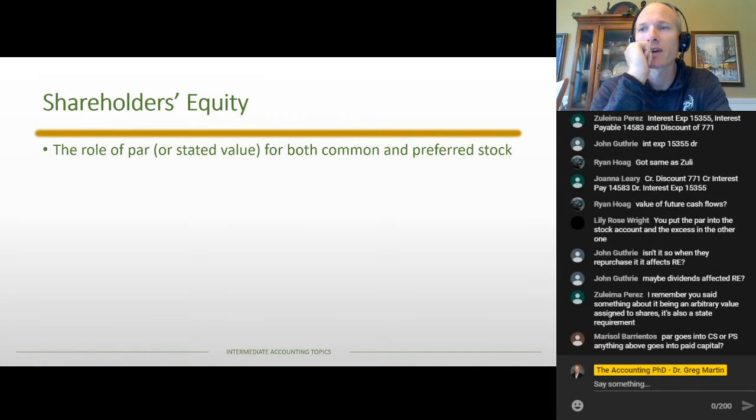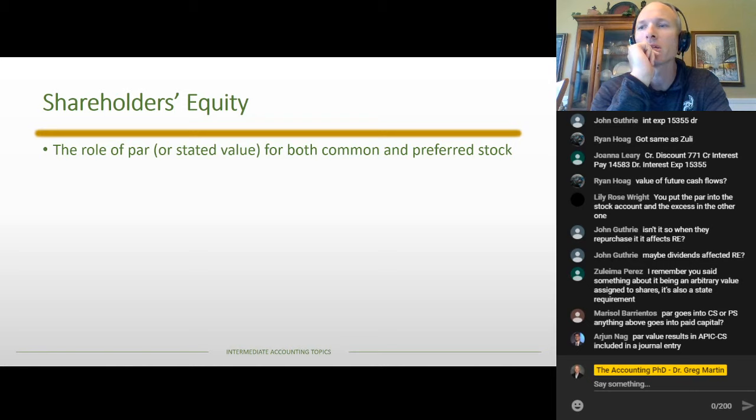Par goes into common stock. Everything goes, yep. Marcel's got it. Arjun. Yep. Most of the time it will, Arjun. I mean, I guess if you issue it at par, then it wouldn't. But yeah, conceivably. I think everyone's onto it there.